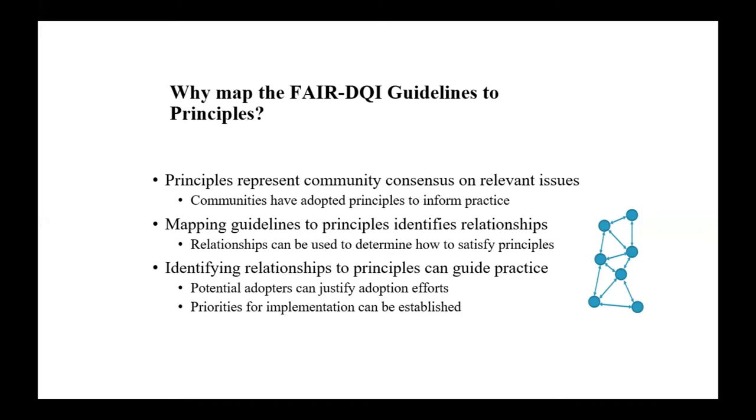And then by identifying these relationships, we can also guide our practice. We can, for instance, if there's some costs associated with adoption efforts, we can justify those costs and the efforts taking place to care of such adoption. And then we can also establish priorities for implementing different aspects of our cyber infrastructure. The next slide, please.